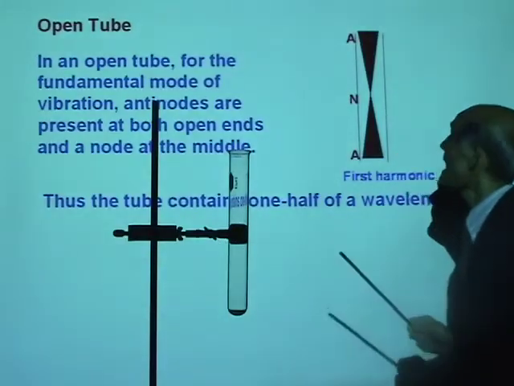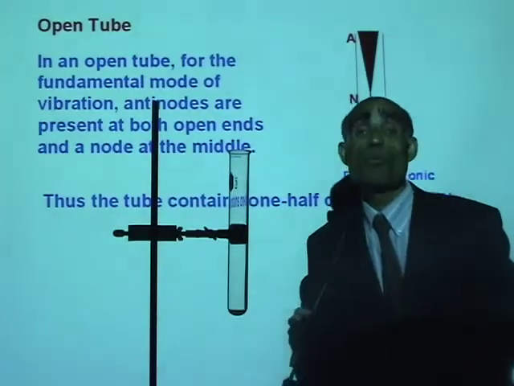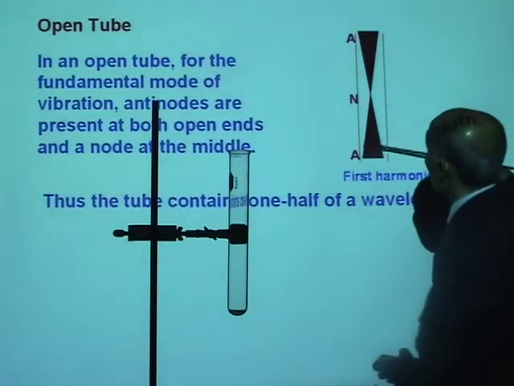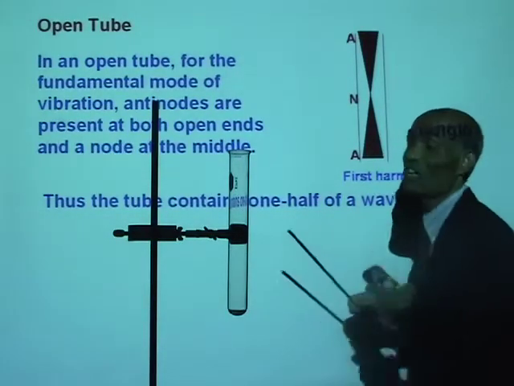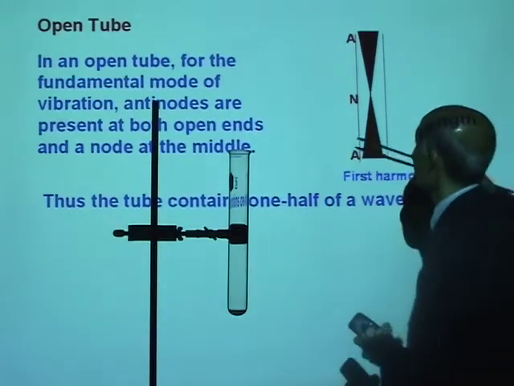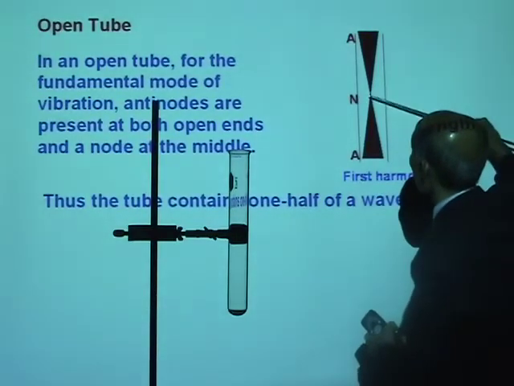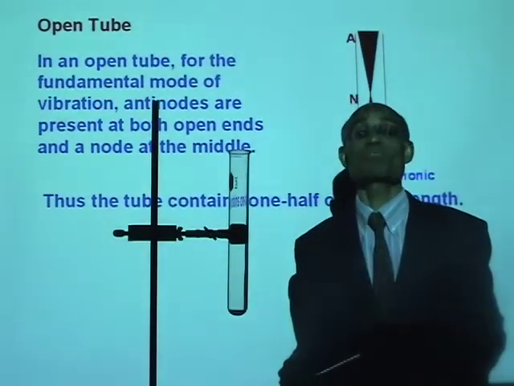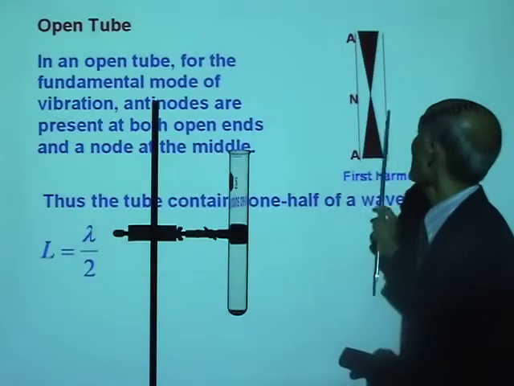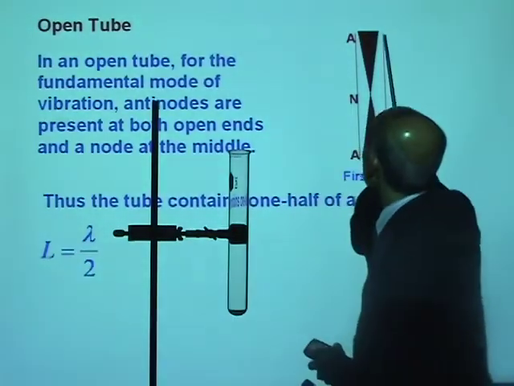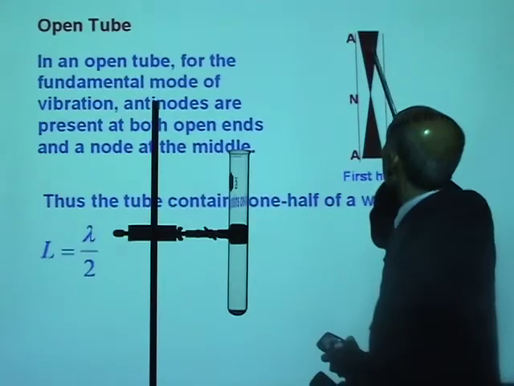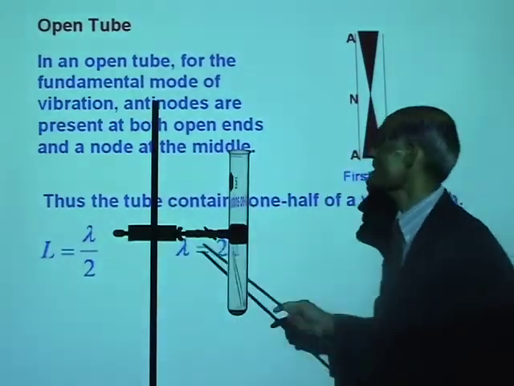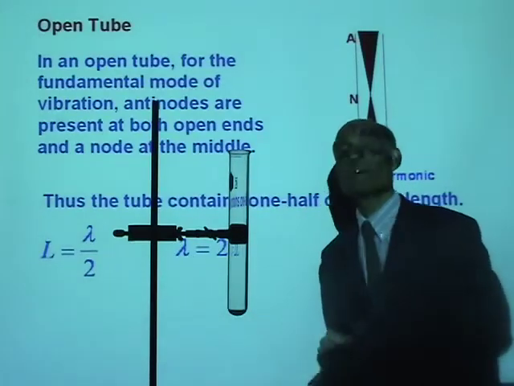Now, how many waves are contained in the tube? Remember, the distance between an antinode and a node is a quarter of a wavelength. So here we have a quarter wavelength plus a quarter wavelength. We have half of a wavelength inside the tube. Therefore, the length of the tube is half of a wavelength. Therefore, what is lambda equal to? Lambda is 2L.